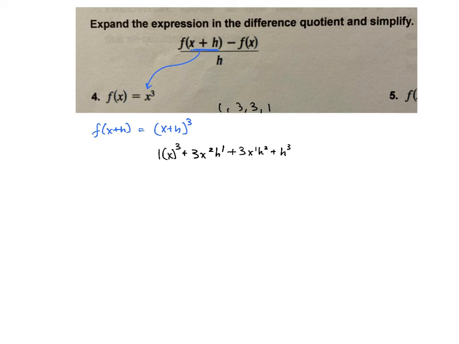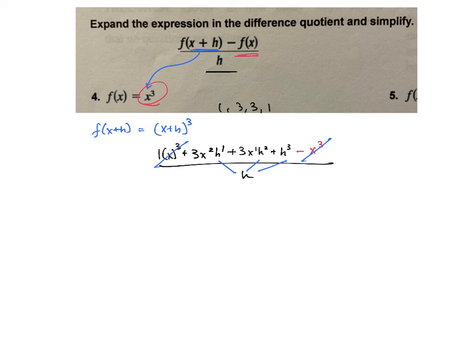And then on my difference quotient, it says minus f of x. So now I'm going to say minus f of x. Well, what's my f of x? x cubed. So now I'm going to say minus x cubed. And then it says it's all over h, so I'm going to put it all over h. Now, what happens up top in my numerator? The x cubes, what happens to them? They cancel. Get out of here. So now I need to divide everything else by h. So I'm going to distribute dividing.